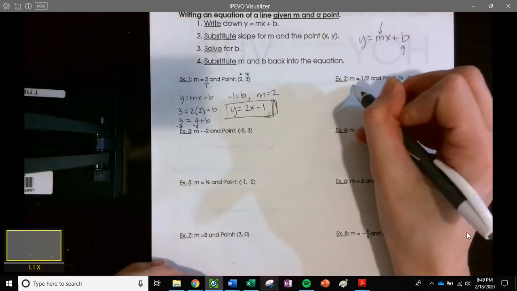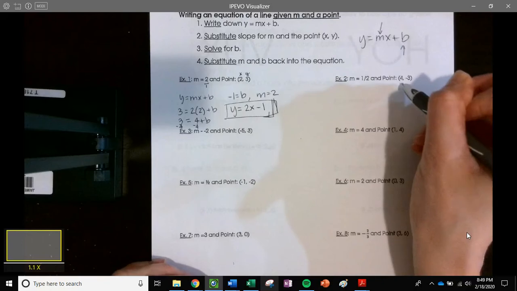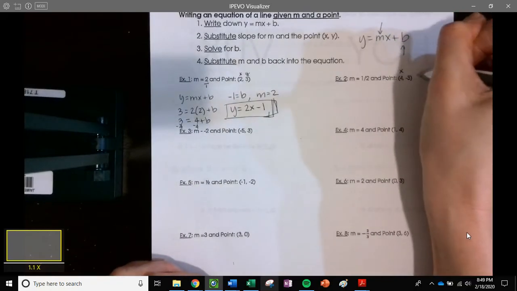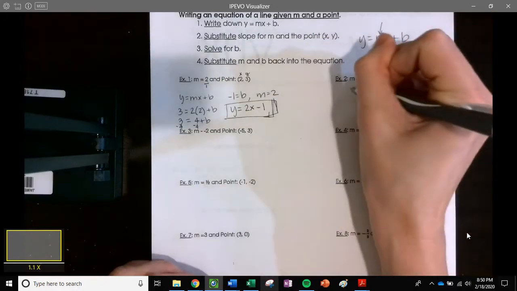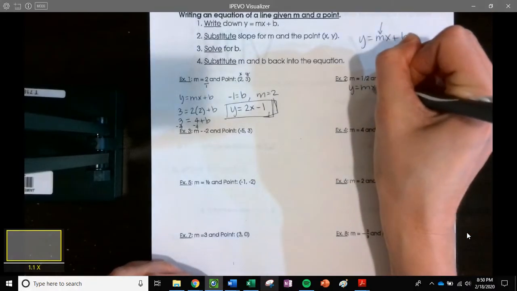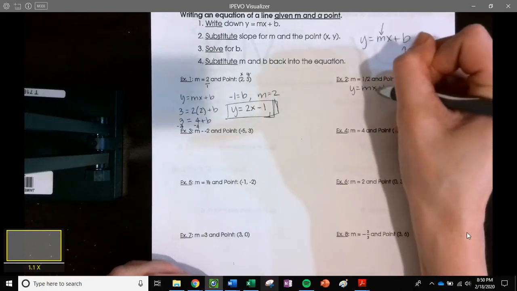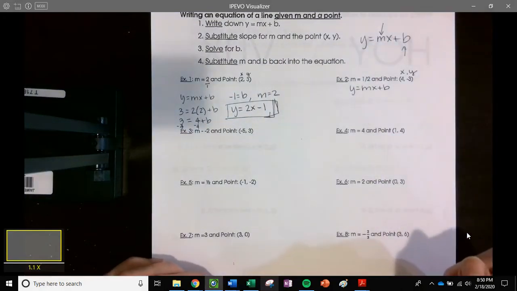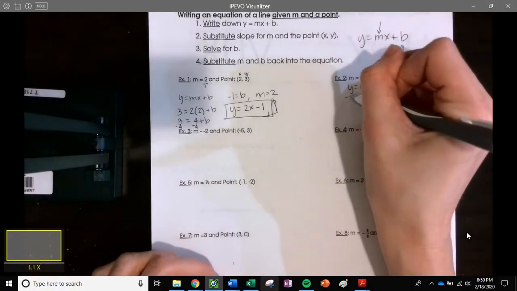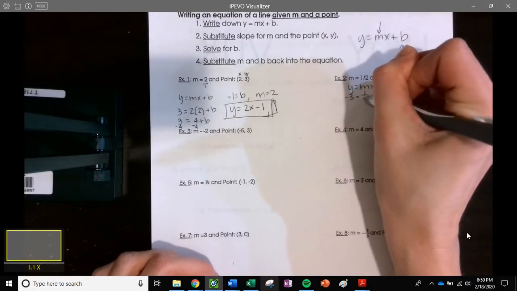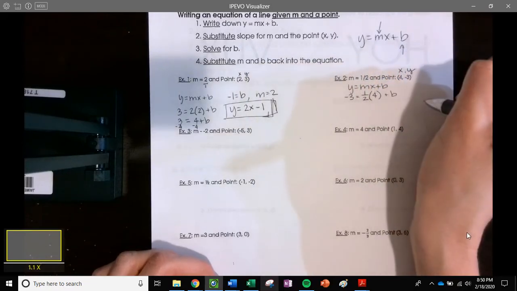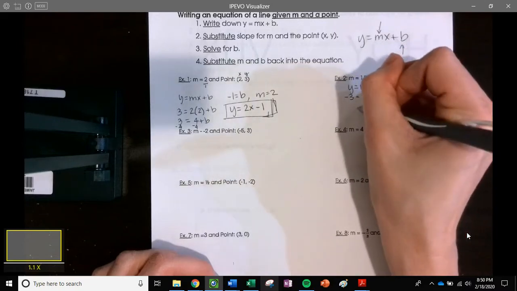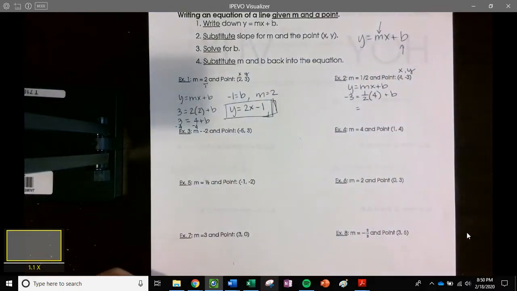My m value, or my slope, is 1/2, and my point is (4, -3), so that means x is 4, and -3 is y. My equation, y equals mx plus b, I will be able to fill in all the values except for b because that's what I'm looking for. So my y is -3, my m is 1/2, my x is 4, plus b. So 1/2 times 4, what's 1/2 times 4? What is 1/2 of 4?